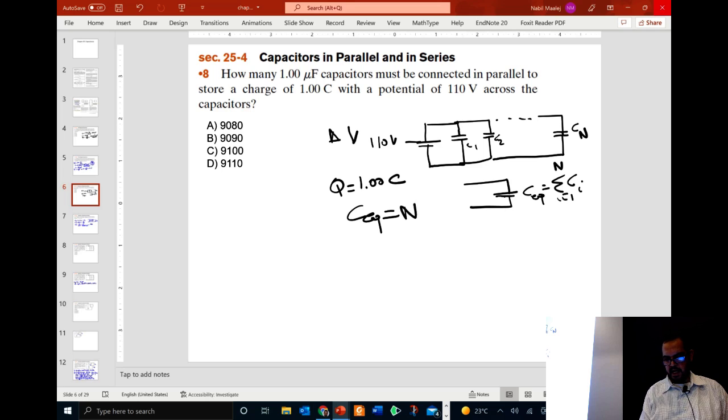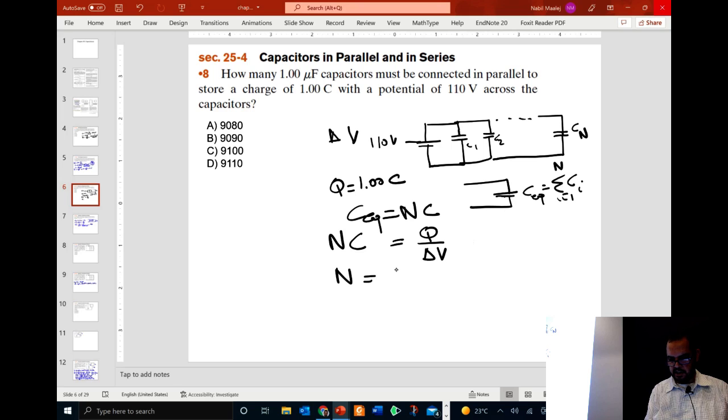So let me call it, this is n times C, correct? Okay, so this is C equivalent, and we know that this is equal to the charge divided by delta V. So C equivalent, which is n times C. So we can solve for n, it's just equal to Q divided by delta V times C. So Q is 1 coulomb divided by delta V, which is 110 volts, times C, which is 1 microfarad.